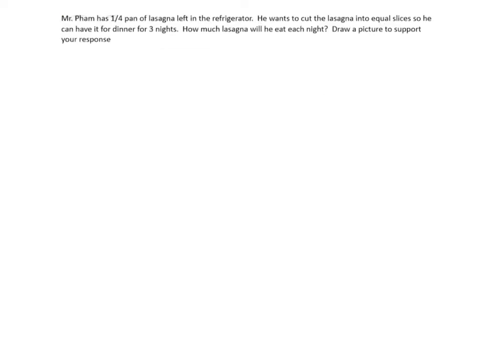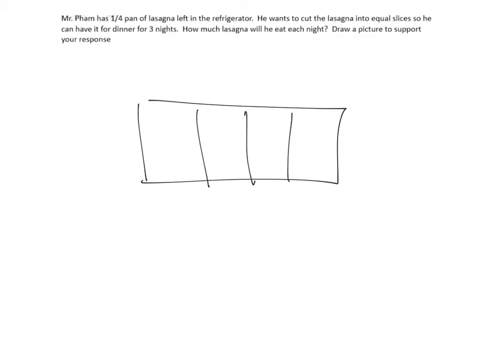Mr. Pham has a 1/4 pan of lasagna left in the refrigerator. He wants to cut the lasagna into equal slices so he can have it for dinner for 3 nights. How much lasagna will he eat each night? Draw a picture to support your response. So we know that he has a 1/4 pan of lasagna. So here is the lasagna that he has.